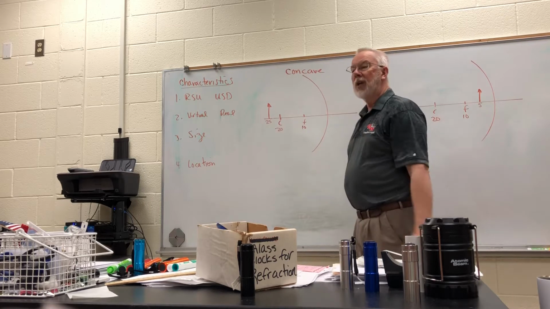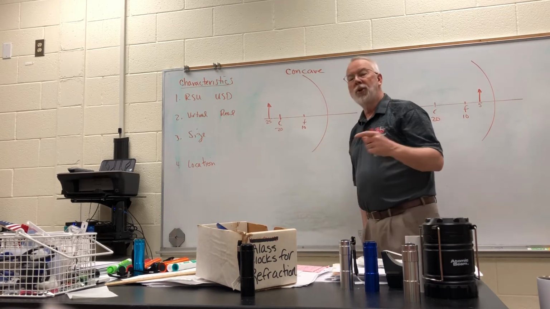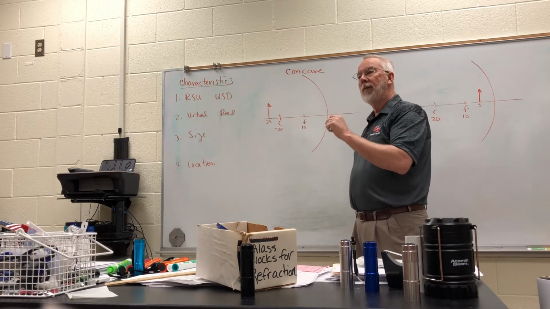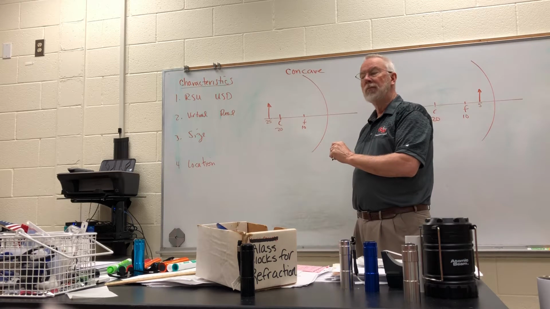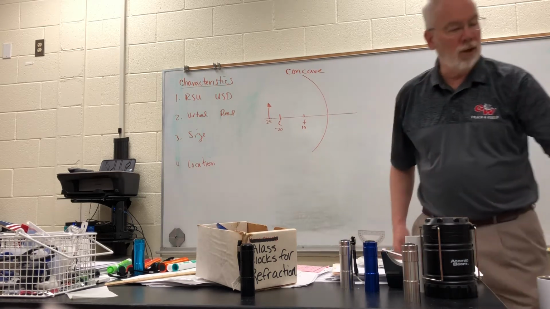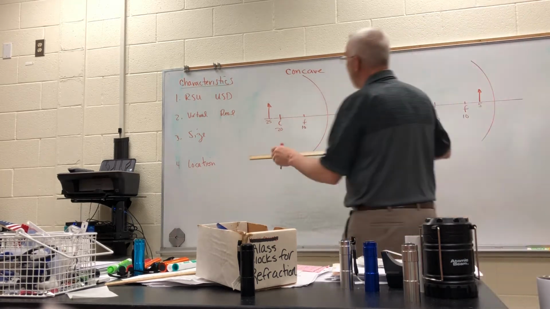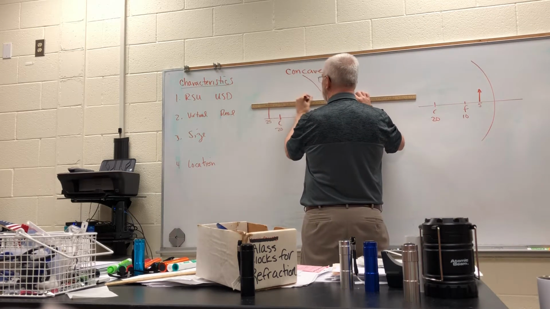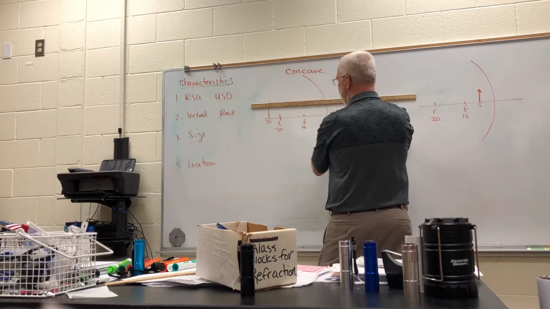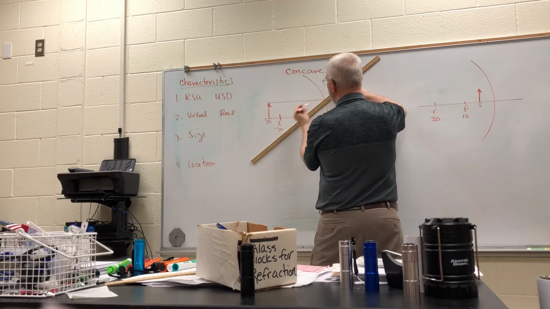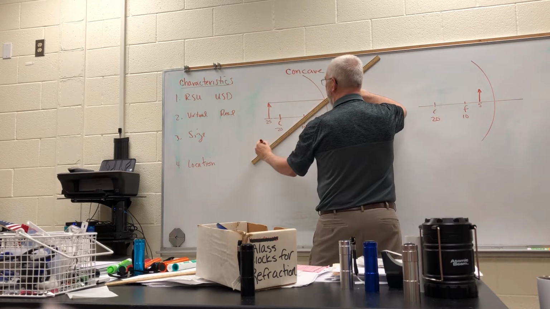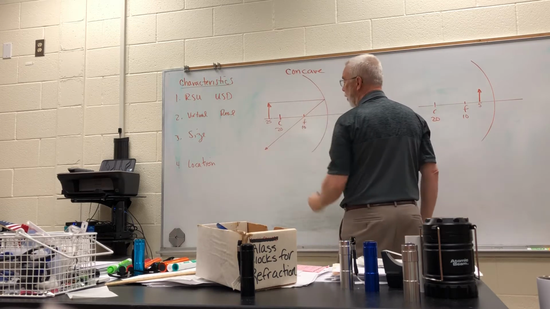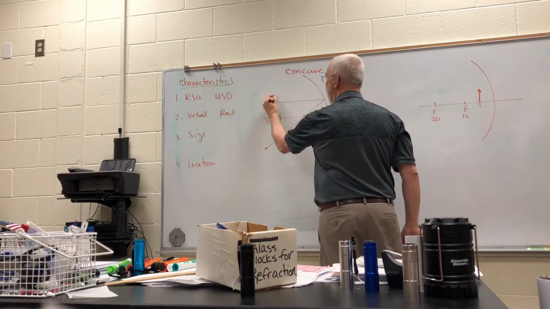Now, when we draw these diagrams, we're going to draw two lines to locate the image that the mirror is producing. Okay? And the two lines look like this. Let me grab a ruler. The first line is showing the rays of light coming in parallel with that center line. When it hits the mirror, it's going to reflect through the focal point. So that's line number one.